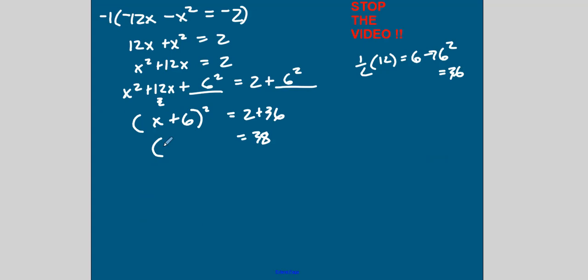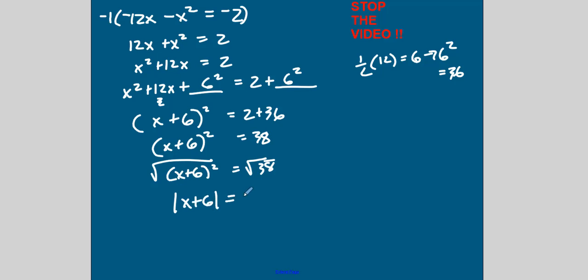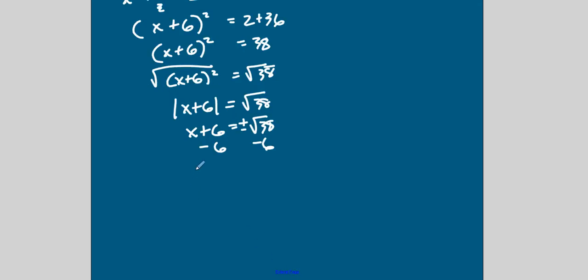I'll leave the left side as is for a moment. Now I take the square root of both sides. Okay, so this then becomes, I'm taking the square root of a square, this becomes the absolute value of x plus 6 equals square root of 38. Removing the absolute value sign, I get x plus 6 equals plus or minus the square root of 38. So then isolating x, I subtract 6 from both sides. So I get x equals negative 6 plus or minus the square root of 38.